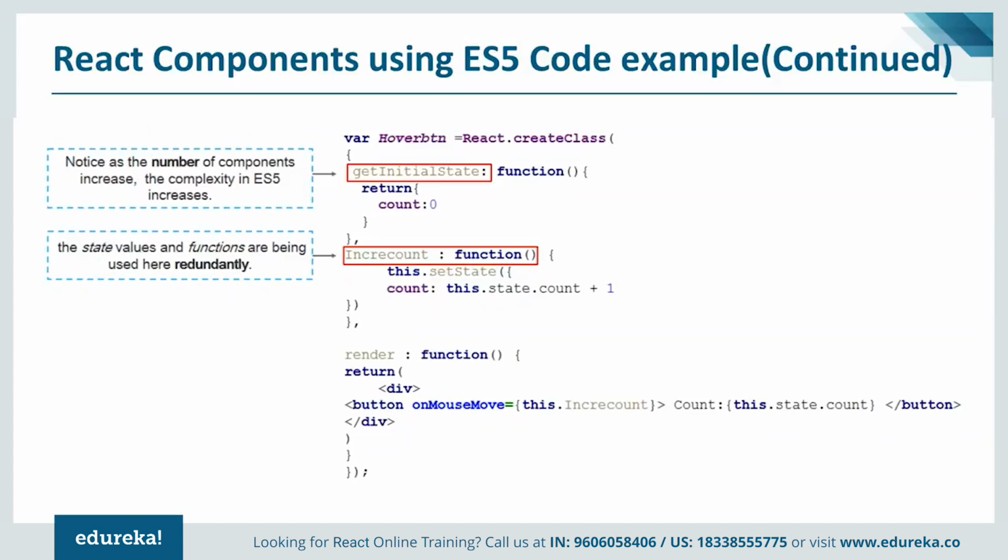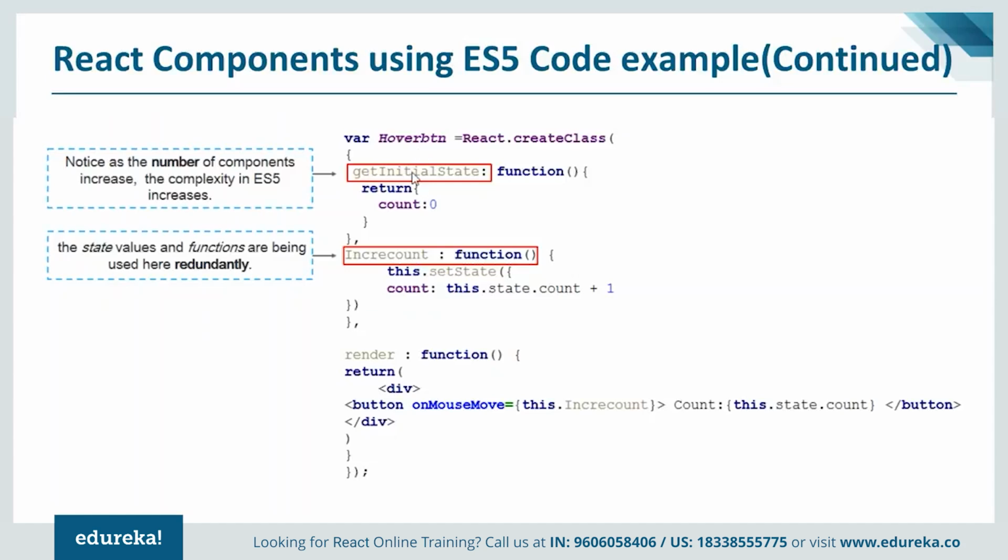As the number of components increase, as you can see, the code is getting lengthy in ES5. So as the number of components are increasing in ES5 code, it is very difficult from a readability and maintainability standpoint to maintain the ES5 code because the complexity of the ES5 code or the class is increasing.